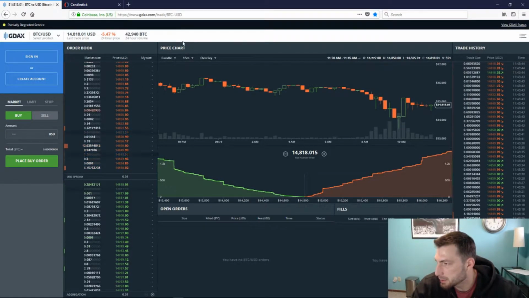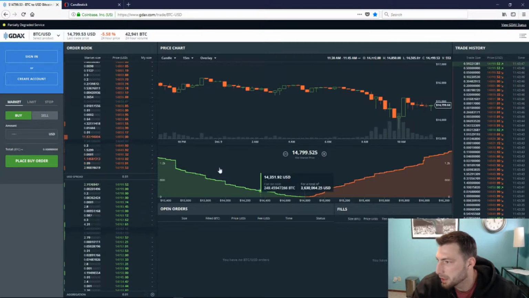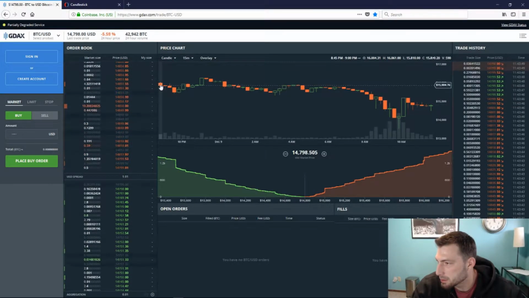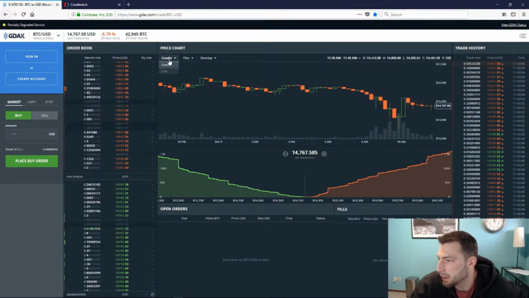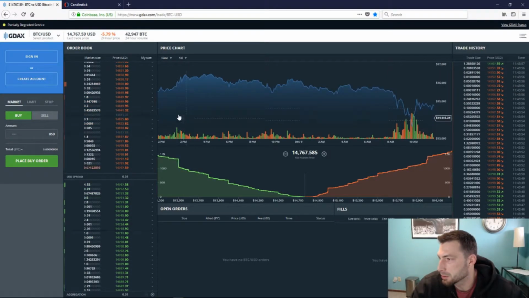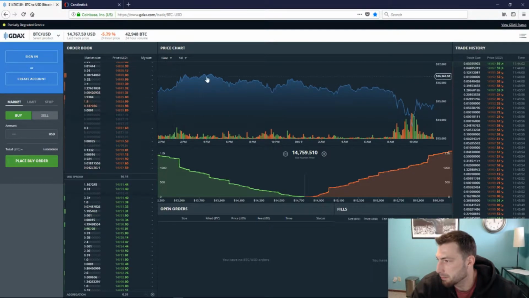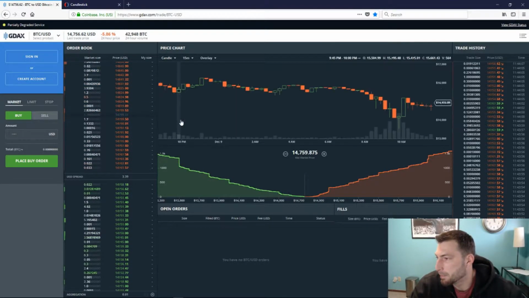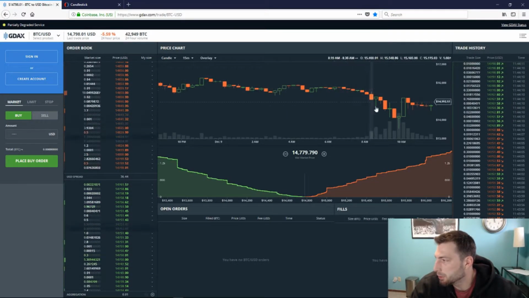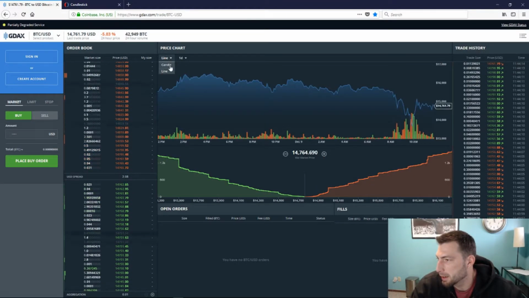So here, you can see it says candle. What is a candle? Each one of these is called a candle or a candlestick. And I think it'll let me change it. You can also look at this, which is a line graph, obviously, of the same information. I like candles. Most people look at candles because they actually give you a little bit more information than a line, and I will try to explain that.